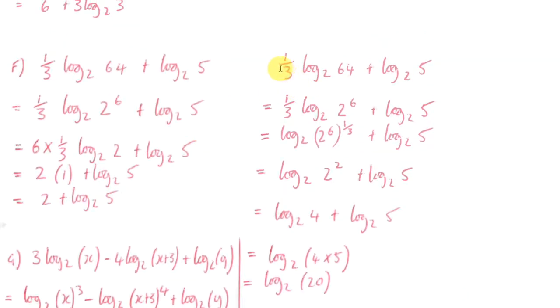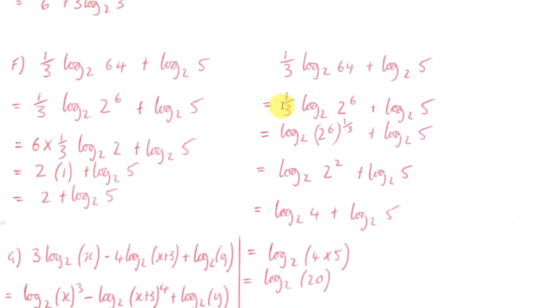Let's take a look at an alternate approach. Here I've got 1/3 of log base 2 of 64 plus log base 2 of 5. So obviously these bases are the same. In my first move, I'm just going to bring up the 1/3. So I've got log base 2 of 2 to the power of 6, all raised to the power of 1/3, plus log base 2 of 5.